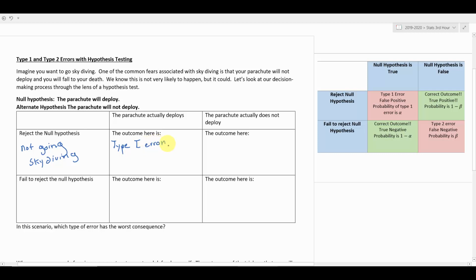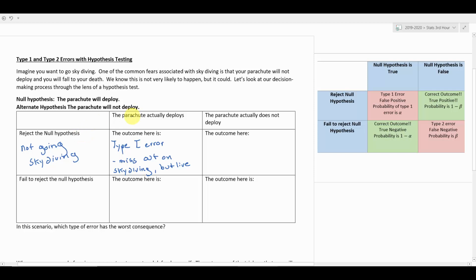The outcome of the type 1 error here is that we didn't get to go skydiving. So we miss out. But we live. It's not the worst thing in the world. We missed out on skydiving, but we do live, which is a great thing. So that is a type 1 error, where we reject the null when the null is true.